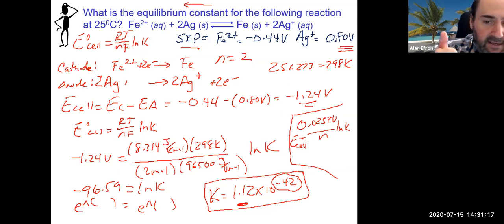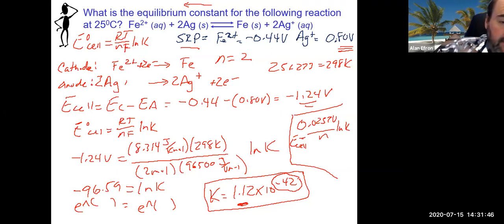Again, our negative E should give us a positive G, and a small K. So all those things do make sense. Any questions on any of that there? So again, this is another very good example of you want to make sure that you look at the equation if you're given one.